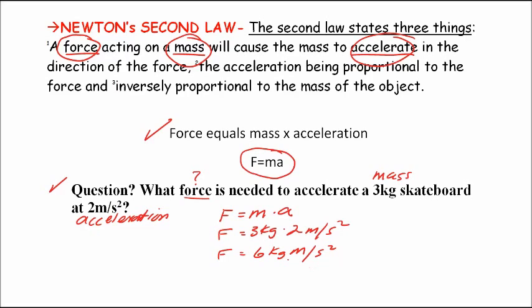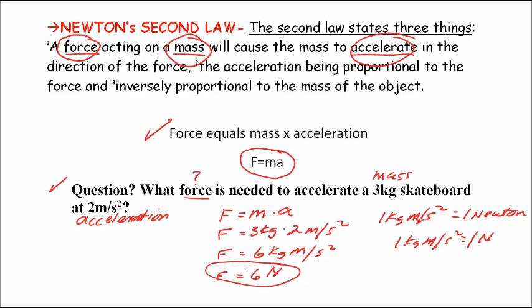But you don't want to have to write down kilogram meters per second squared all the time, so it's a good thing that by convention 1 kilogram meter per second squared is equal to 1 Newton. Just like that. The symbol for a Newton, a unit of force, is an uppercase N. So our answer here, the force is equal to 6 newtons.